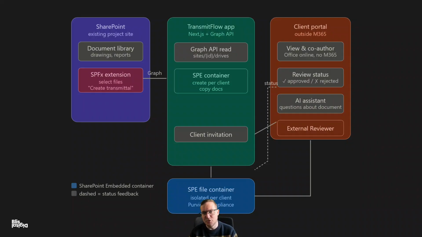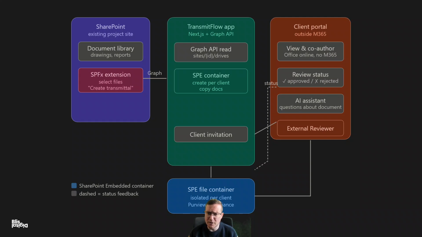Let's imagine that you would use SharePoint for your project sites, could be multiple, you already have document libraries and a bunch of files in there. The idea is that with a SharePoint Framework extension, you could fairly easily select a bunch of files and say something like create a transmittal. That request will be sent to the Transmittal Flow app API, and the API will pick that up and say, hey, I'm going to create a new transmittal. And that transmittal actually needs to be stored at a client.